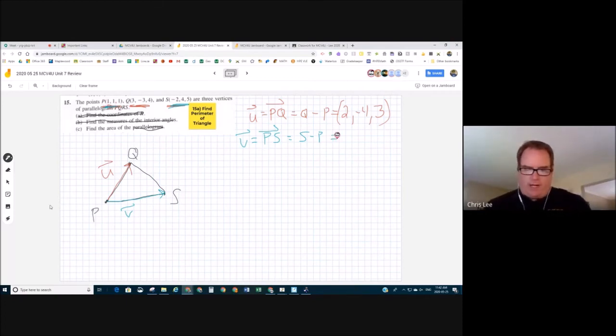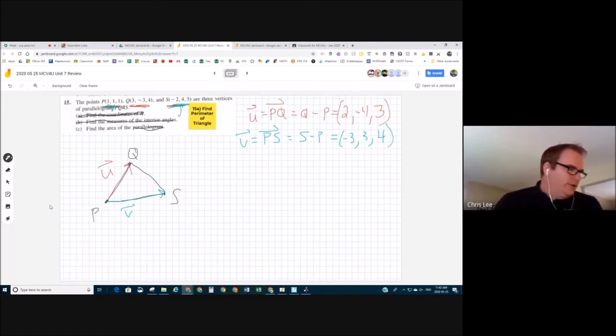So I'm subtracting 1, 1, 1. So this is going to be negative 2 minus 1, which is negative 3. 4 minus 1 is 3. And 5 minus 1 is 4. And again, I'm just going to double check that I've done that right.